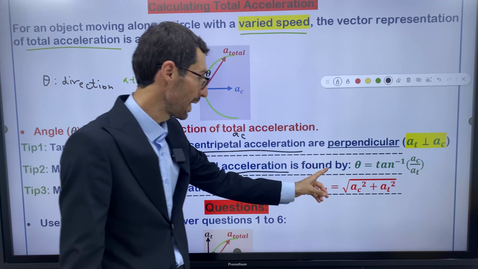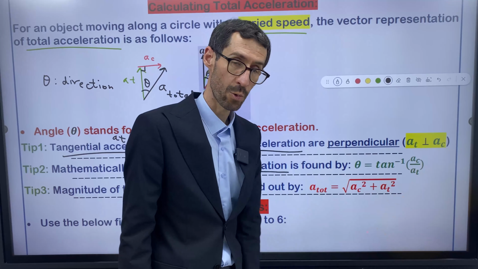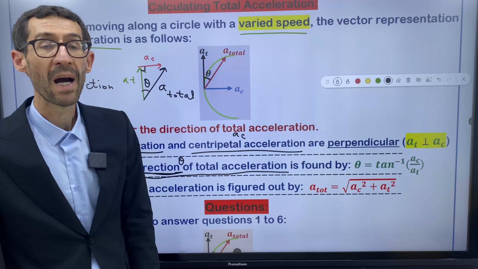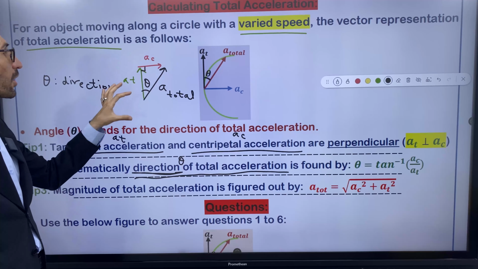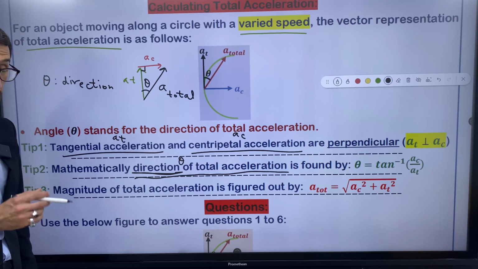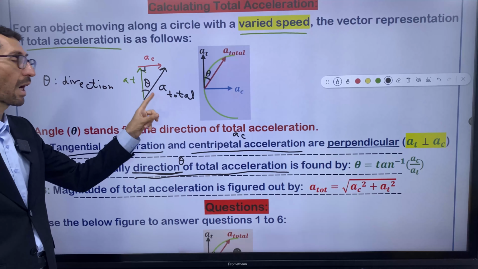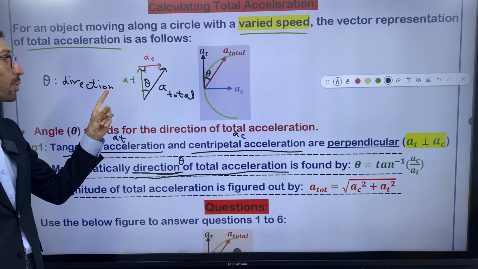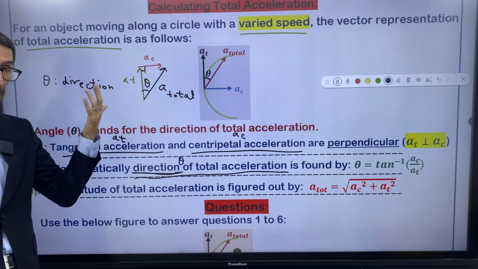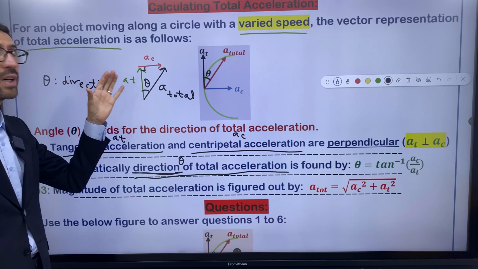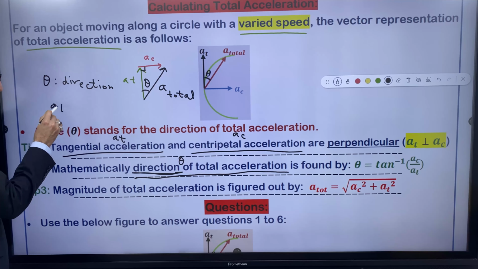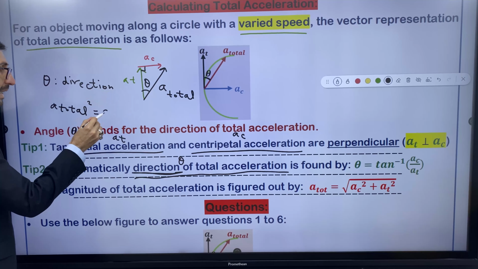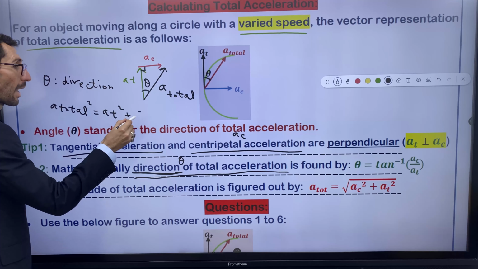The third tip: the magnitude of total acceleration is figured out by this equation. A total is equal to radical AC squared plus AT squared. This equation is called the Pythagorean theorem. What's the Pythagorean theorem? In a right triangle, the square of the magnitude of the hypotenuse is equal to the summation of the squares of the magnitudes of the other sides. Mathematically, A total squared is equal to AT squared plus AC squared.